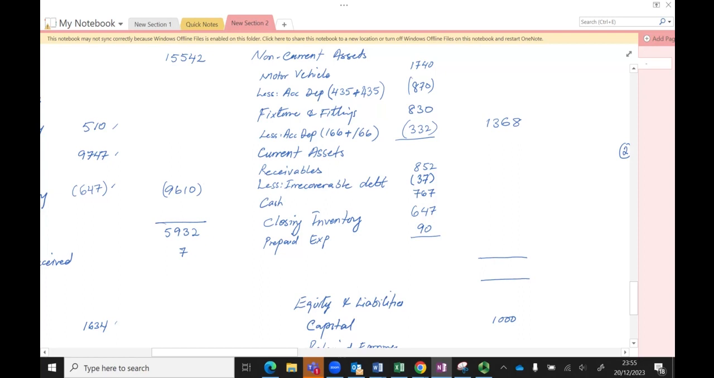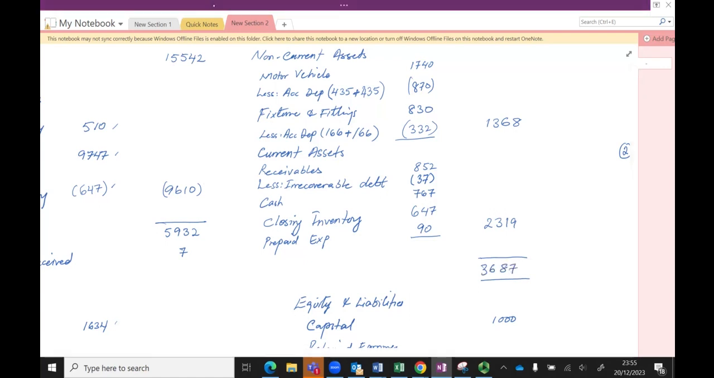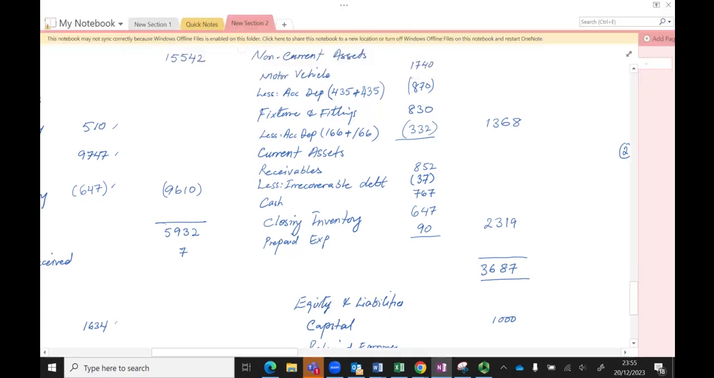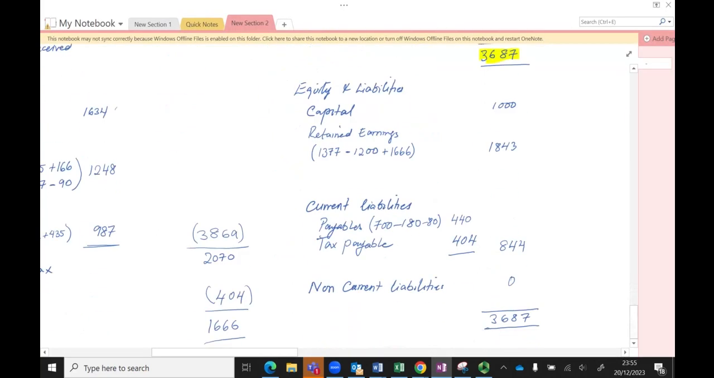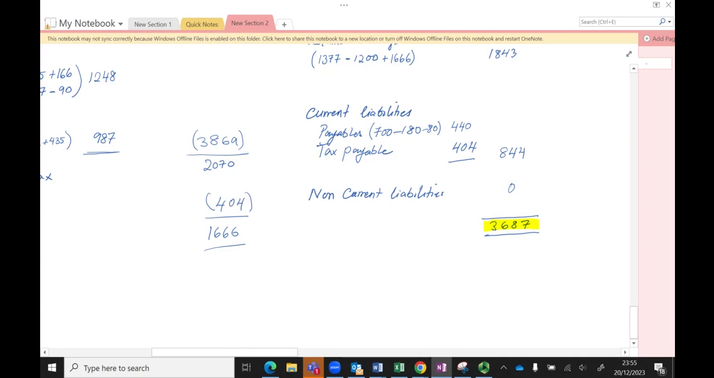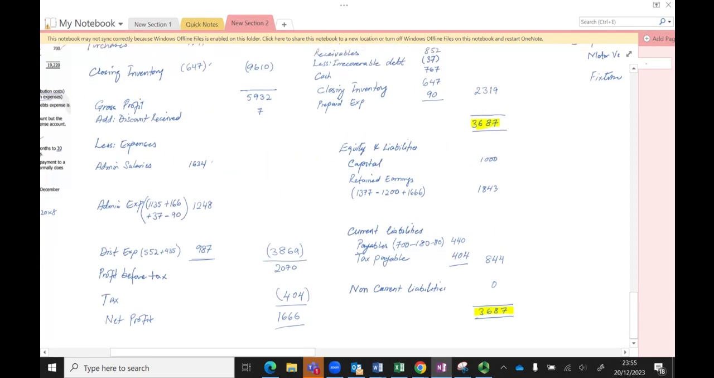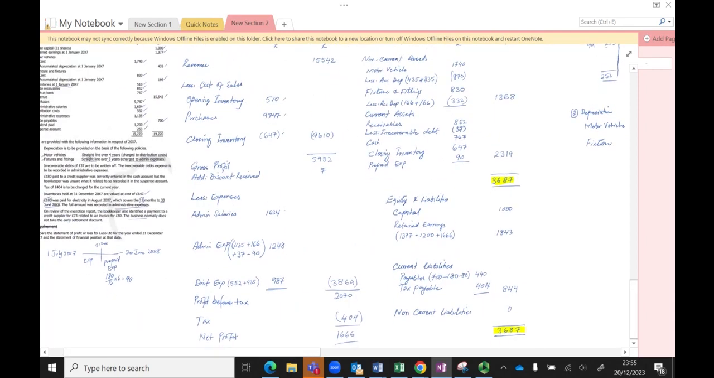If I add all the current assets, 852 minus 37 plus 767 plus 647 plus 90, that gives me 2319. And if I add non-current and the current assets, the total is 3687. So this total is equal to this total. So everything is correct, the balance sheet is matching, and that's your final answer.